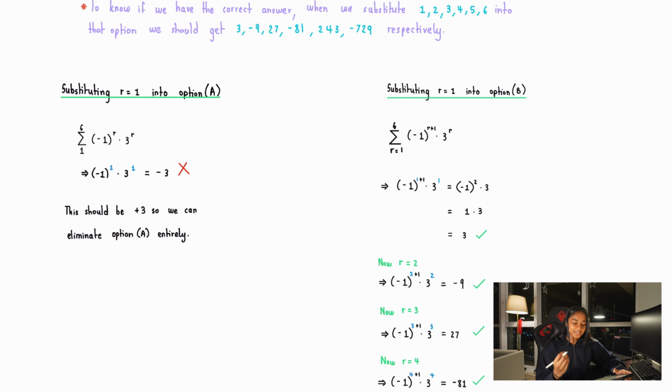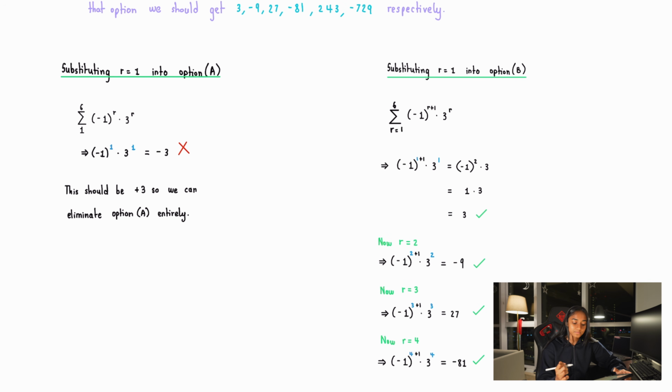And as you can see, B is working out quite nicely for us, because when we substitute r is equal to 1 into this option, we get 3 as the first term. When we substitute r is equal to 2, we get minus 9, which is the second term, 27, and minus 81. So therefore, we can make the conclusion that option B is correct.